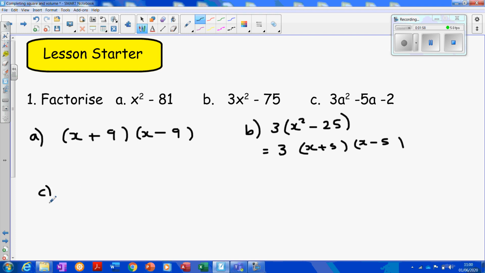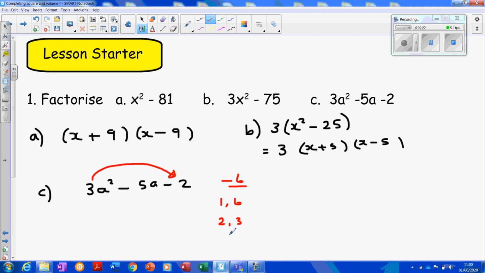Next one, part C. We've got 3a squared minus 5a minus 2. Now, we take the number in front of the squared term and we times it by the last number. So we've got minus 6. We're looking for factors of minus 6. Forget the minus sign just now. So it could be 1 and 6, it could be 2 and 3, then it could be 3 and 2. We've repeated, so I've got all the factors. If it's negative, it means that one of the factors is positive and one is negative. So we could have minus 1 and 6 or 1 and minus 6, and with 2 and 3, we could have minus 2 and 3 or 2 and minus 3.